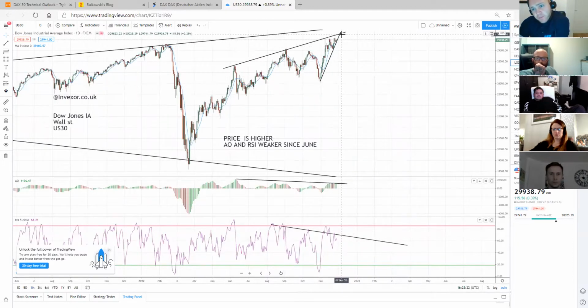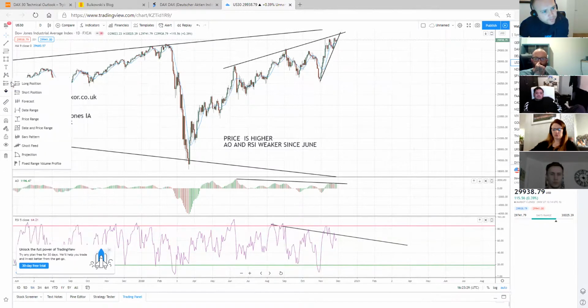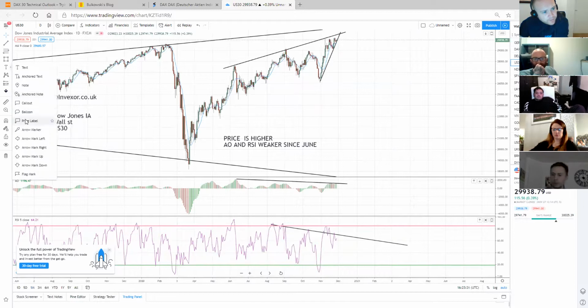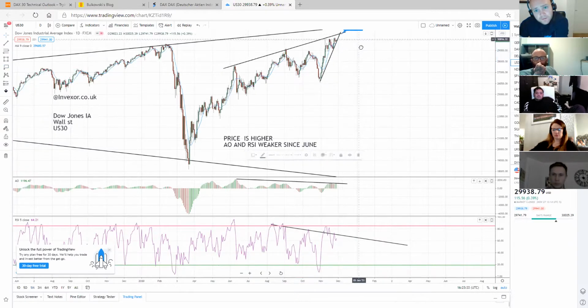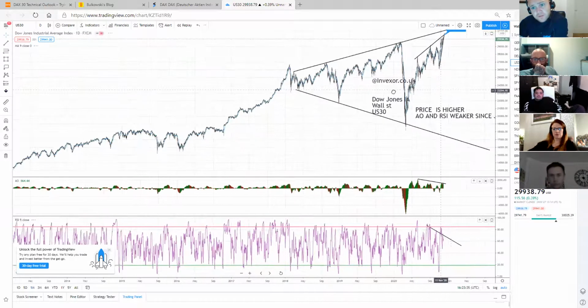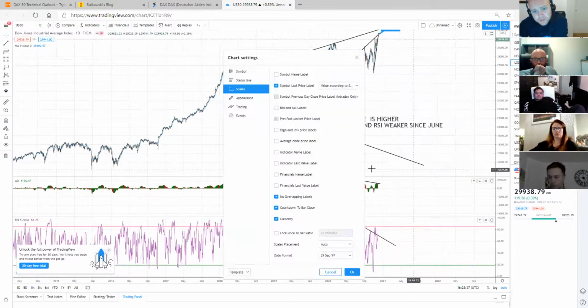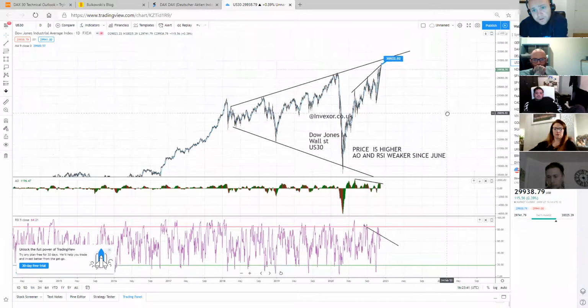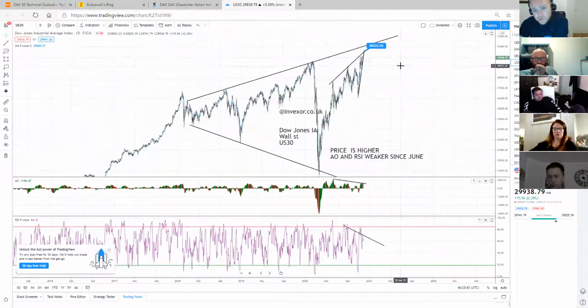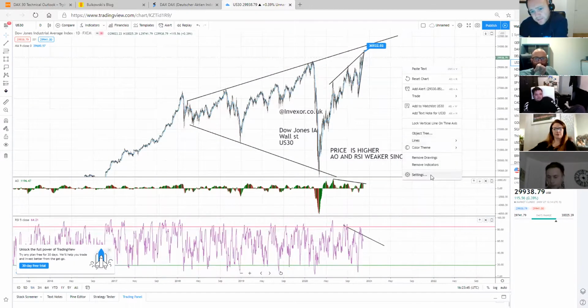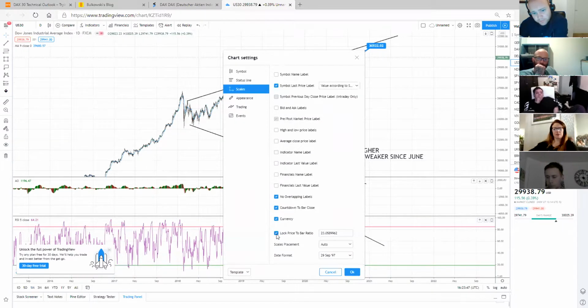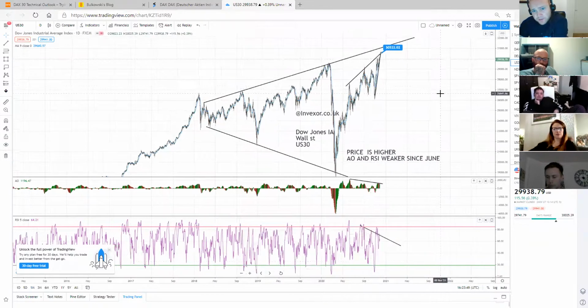So the level at the top there is, let's put a price point on it. Price label. See if I can zoom out. I might have to change this a second. 30,522. So that's going to be the level that we want to keep a look at for Dow Jones.